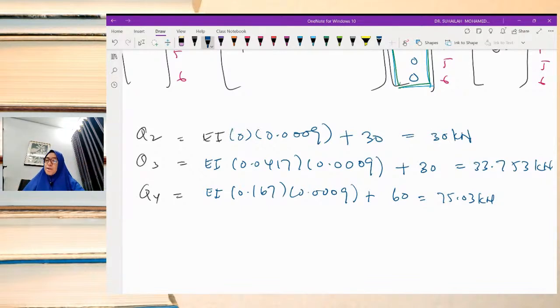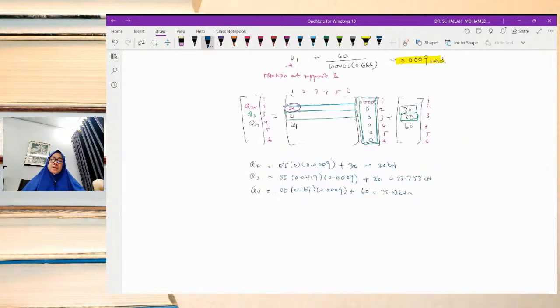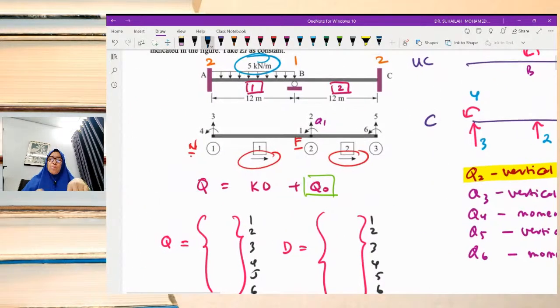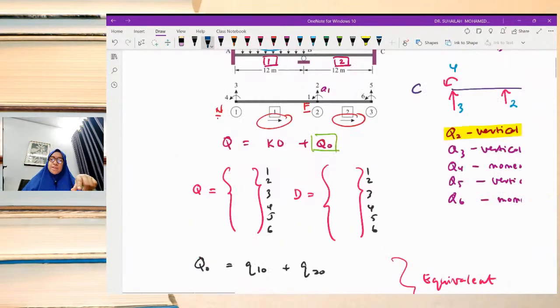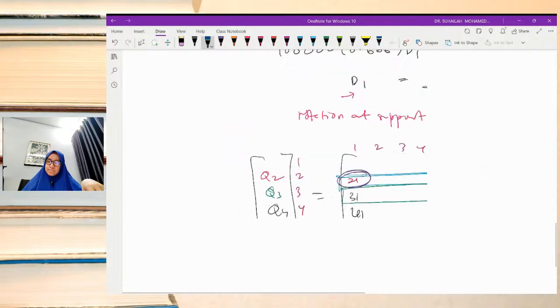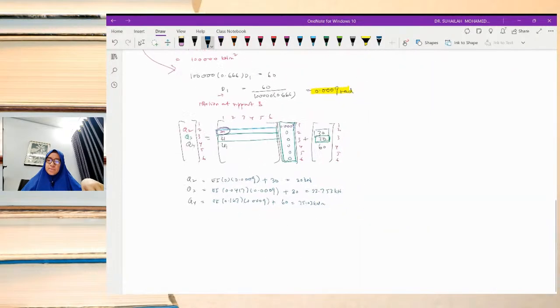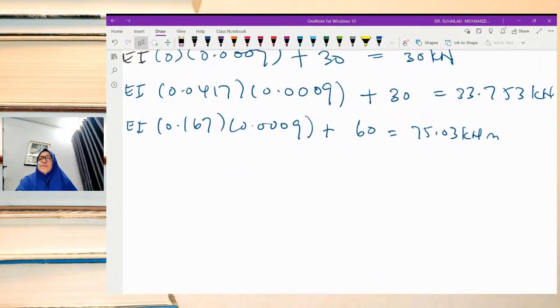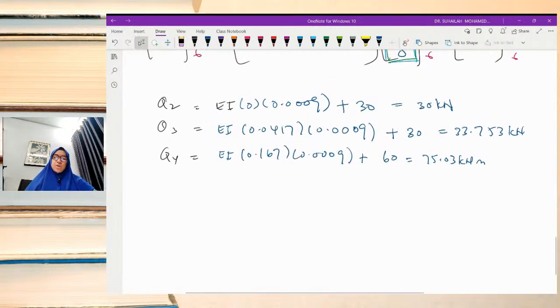Q4 is moment, kilonewton meter. Okay, let's look back at this. Q4 is moment, kilonewton meter. It is 75.03 kilonewton meter. Okay, so continue to calculate Q5.